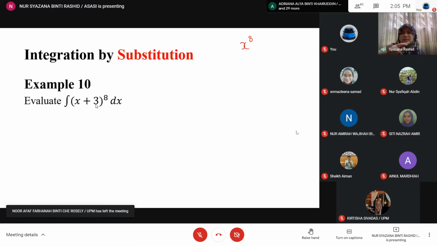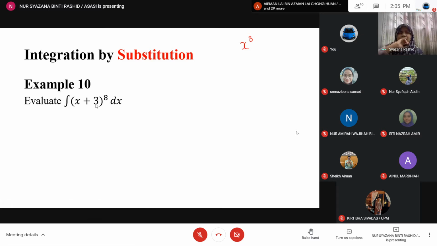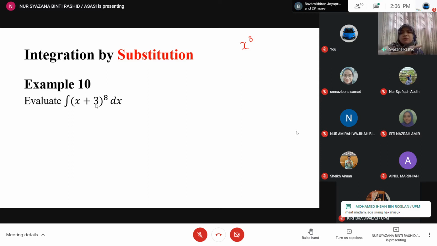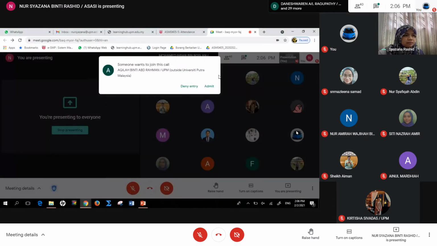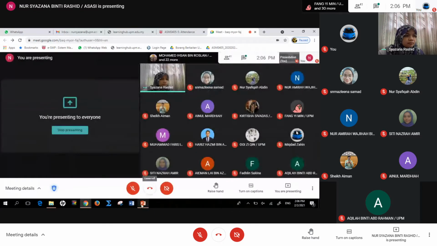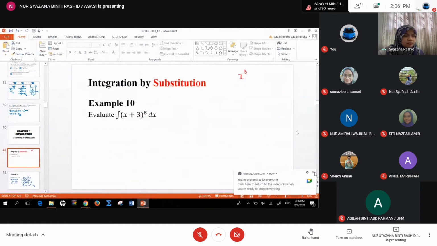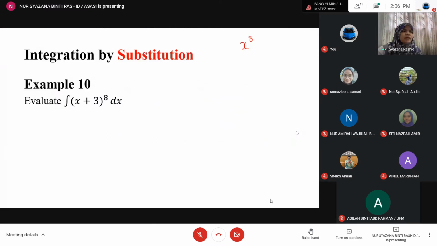This is the basic. Ini paling asas. Contoh 10 ni paling asas. Okay. Kalau you faham yang ni, baru kita boleh buat yang bentuk function yang lebih complicated. Okay, kita cuba fahamkan dulu yang asas ni. Okay. Sekejap madam approve. Okay, step dia macam ni.